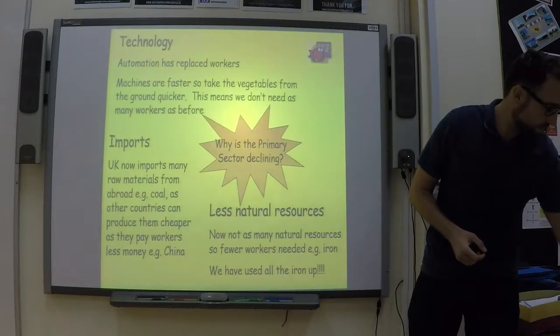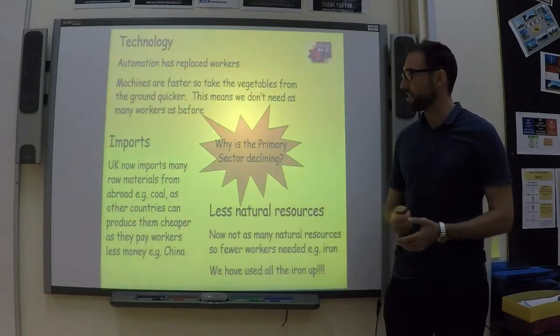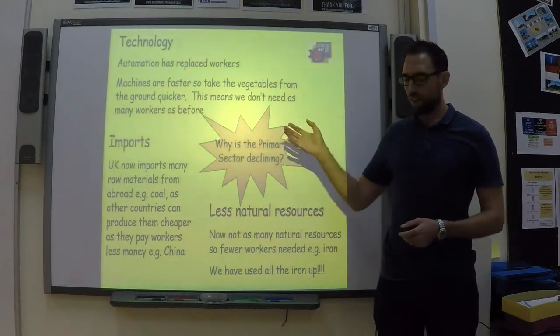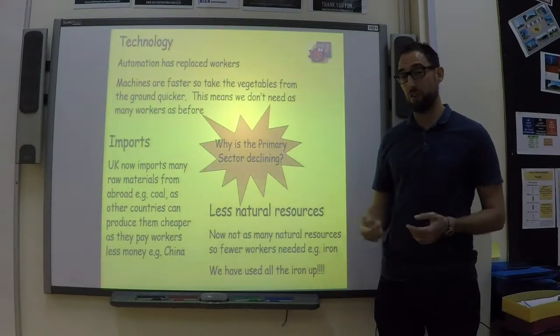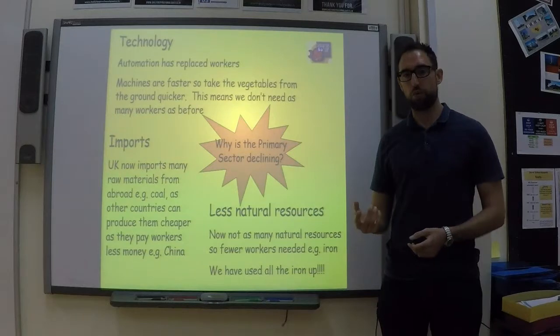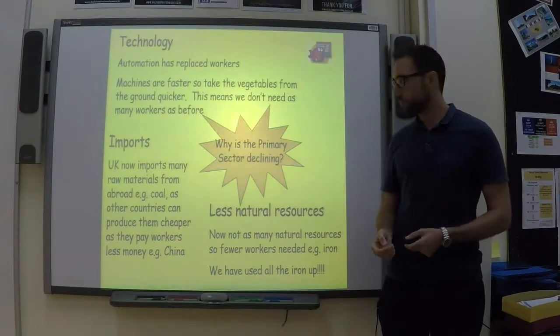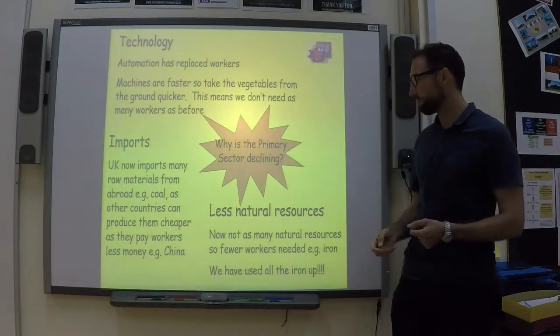Now, you need to be aware of the reasons why this has happened. Now, the reasons why the primary sector has decreased, a lot of what we get now, rather than getting it out of the ground, well, first of all, there's less stuff in the ground in the UK because they are non-renewable resources. We have less of it. So we're starting to run out of these things. Gas, oil, we have less of it.